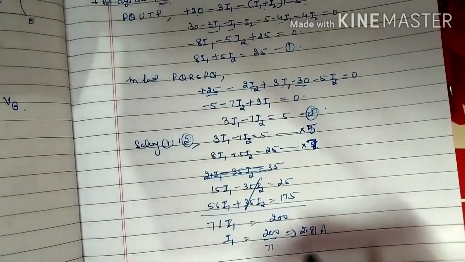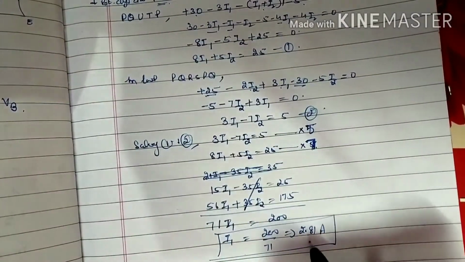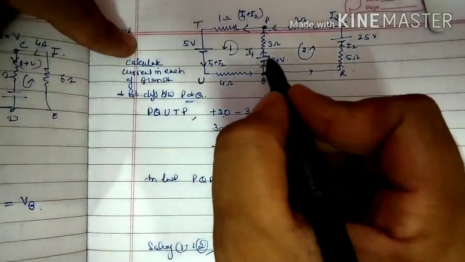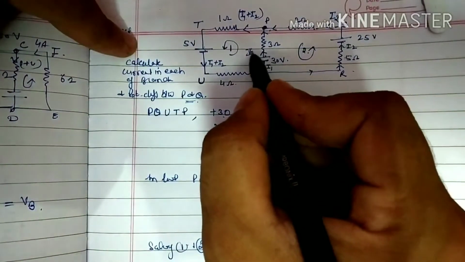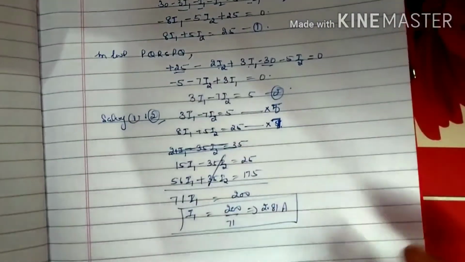2.81 ampere. Look, here we got the I1 value. It means I1 here is positive. It means the direction we have given in the circuit is right. I1, that is the right direction of the current because it is positive. Okay. Now what do we do, look.